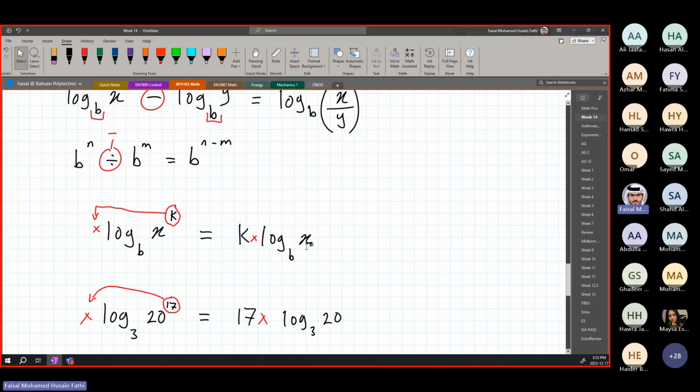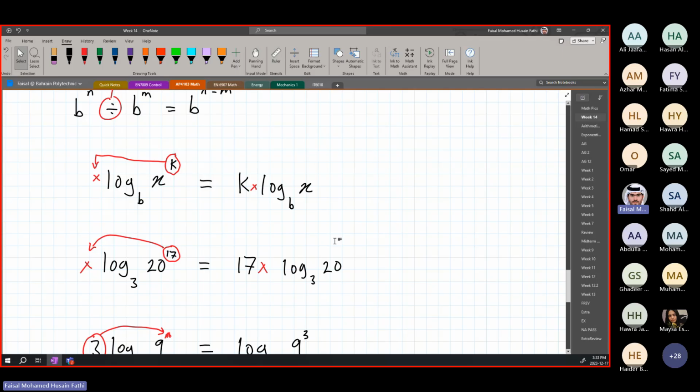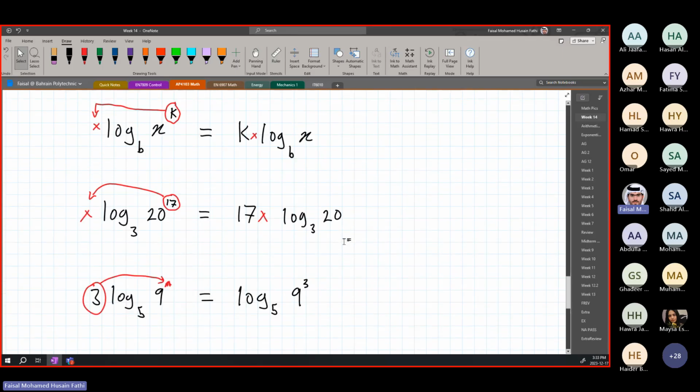This might seem confusing at first, but with practice, you will get a better hang of it. You will understand it. And now when we solve problems, you will see more and more that it makes more and more sense.